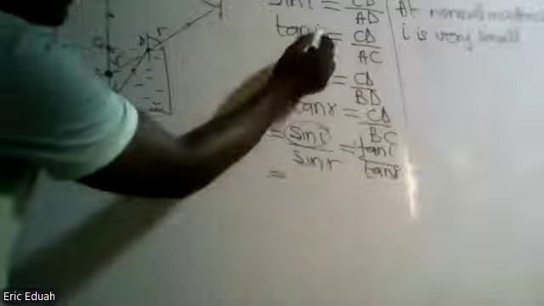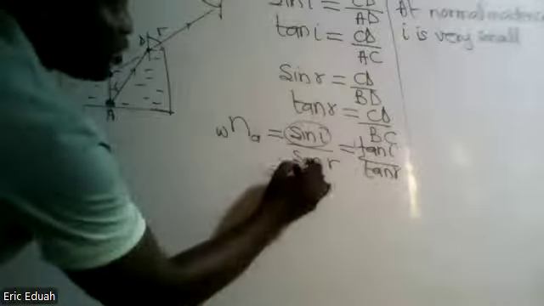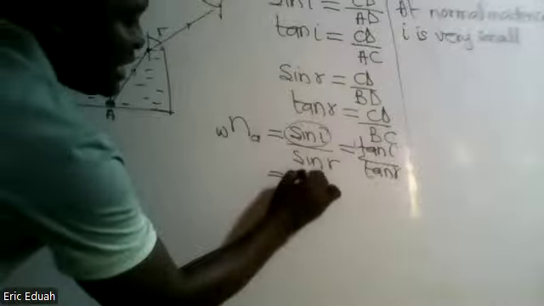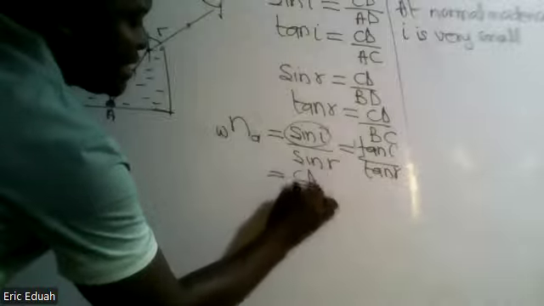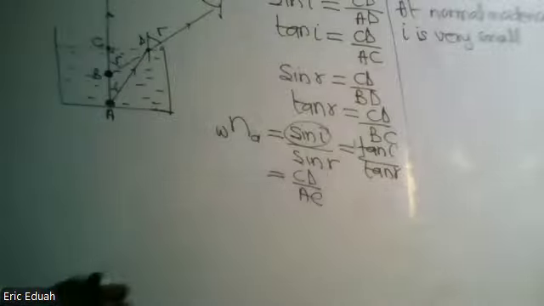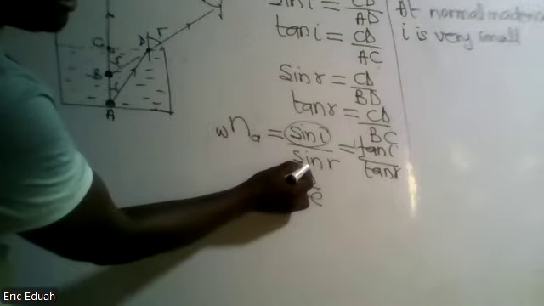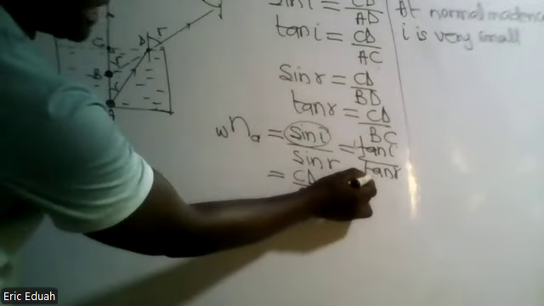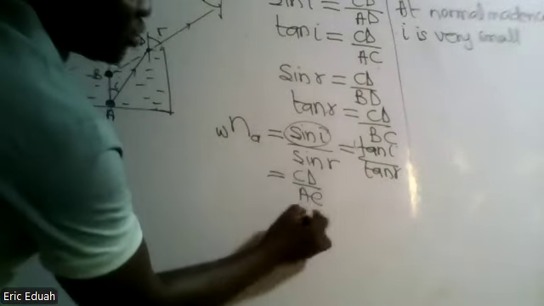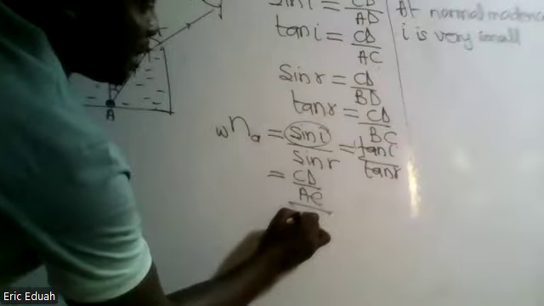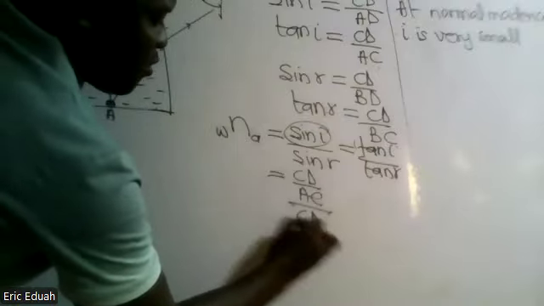When you look at what we've done, tan I is equal to CD over AC. Then sine R is also equal to tan R, and tan R here is equal to CD over BC.